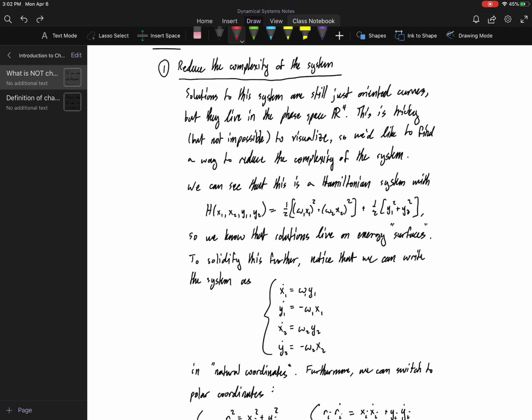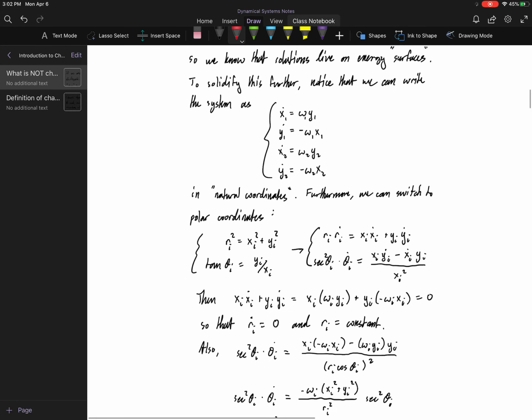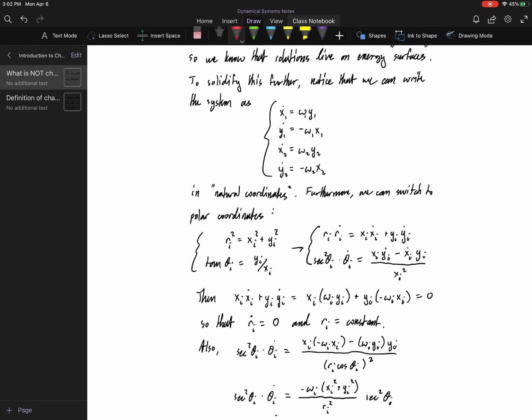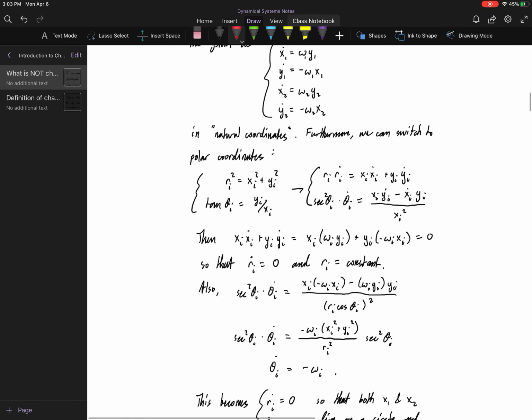And we can see this system is Hamiltonian. There is a Hamiltonian that we can assign to the system that creates the same dynamics. And if we go to natural coordinates, whatever that might mean, physicists will understand this, for this system we're just going to distribute the angular frequency onto both the x1 and y terms, so it's more even. And when we do this, we can switch into polar coordinates.